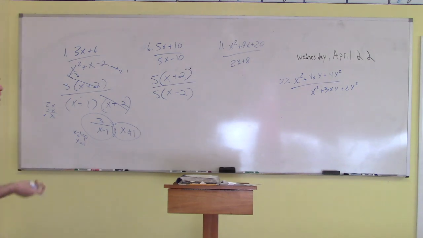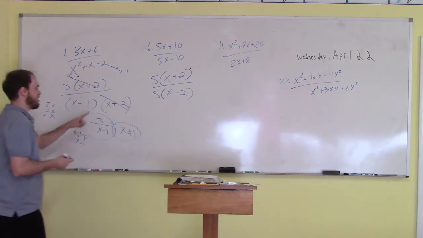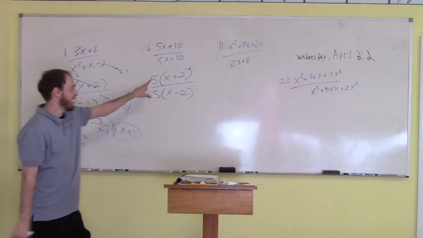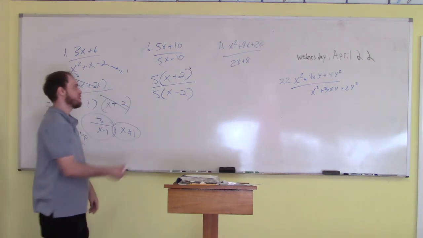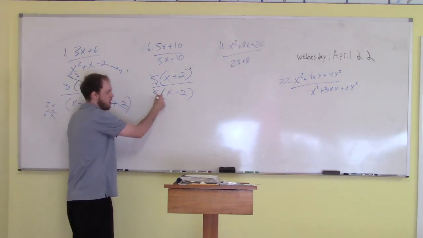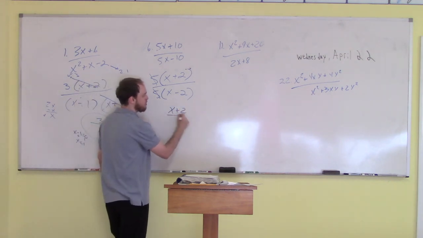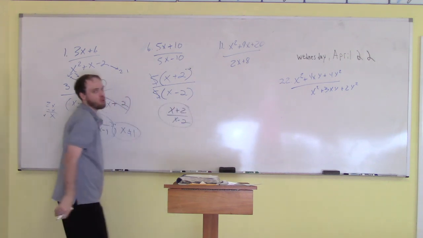Can I cancel anything? Well, the x plus 2 and x minus 2 can't cancel because those are different. Remember, it has to be exactly the same. x plus 2 and x plus 2 cancels. And so I can't cancel those, but notice I have a 5 and a 5, so those will drop off. It's 5 divided by 5 is 1, so those drop off. And so your final answer is just x plus 2 divided by x minus 2. So that's the simplified form portion.